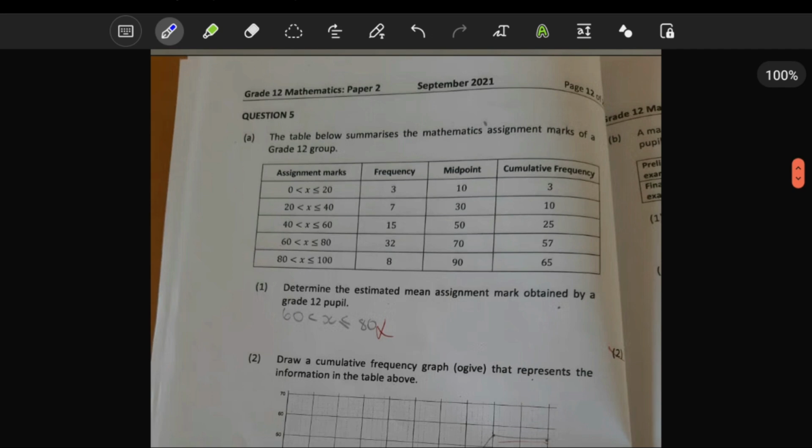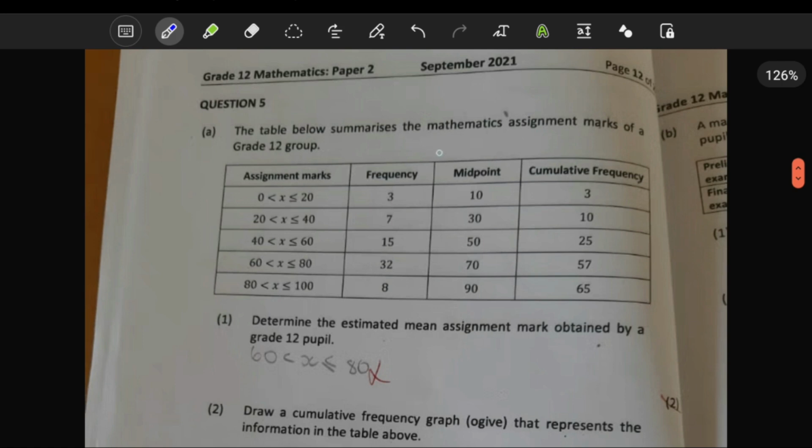Anyways, moving on to the next question, question number 5. We're working with statistics. What does it say here? It says the table below summarizes the mathematics assignment marks of a grade 12 group. We have a table here with marks. People who got between 0 and 20, there were 3 of them. The midpoint of 0 and 20 is 10.